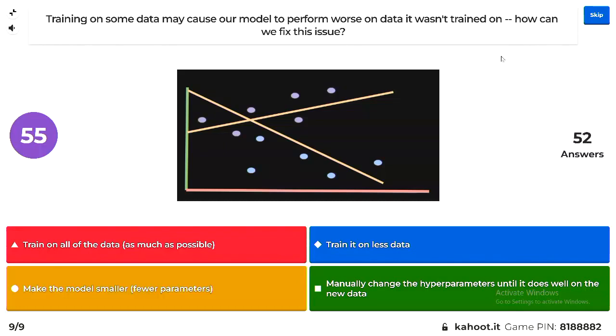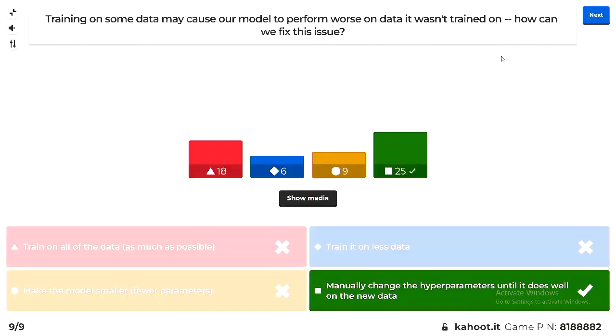I talked about this a little bit last class. Oh man. All right. Hey, we got a majority.